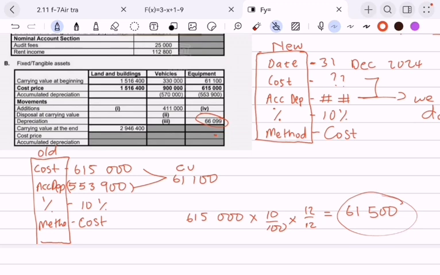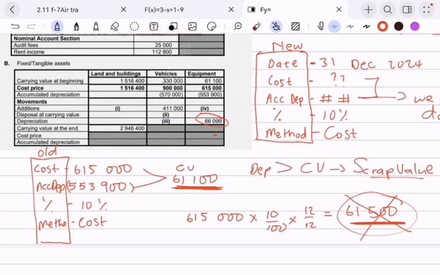Because now our carrying value is 61,100. But the depreciation is 61,500. So once your depreciation is more than your carrying value, then you know that your asset has reached what we call a scrap value. So we have to apply the scrap value method. So for this one, the depreciation will not work to help us.